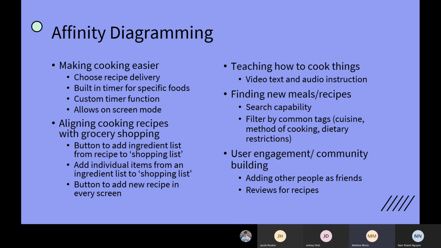We have even focused on the interfacing part. That is, we have added text, video, and audio instructions on how to cook a particular recipe. We have even made improvements on finding new meals and recipes, so common tags or search compatibility, or just filtering results to get a particular recipe that a user wants. One of the other main features that we have focused on is user engagement and community building. So we want to add other people as friends, and we want to encourage people to give reviews on other recipes, and so on.